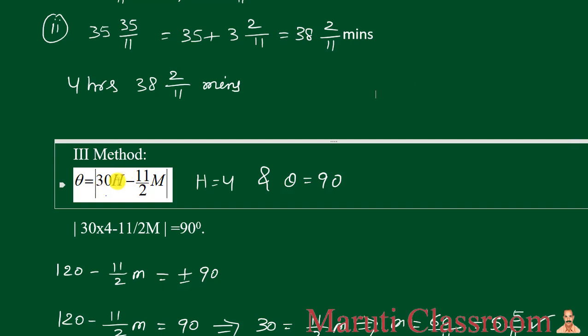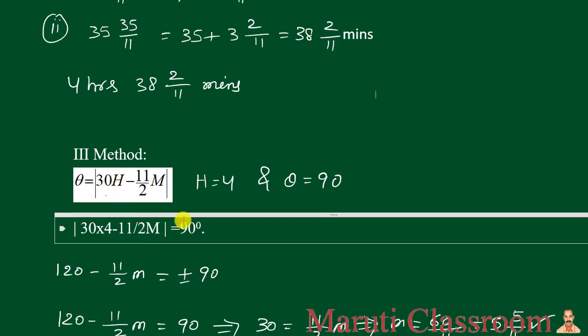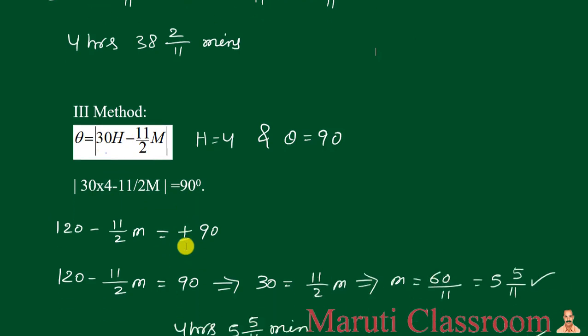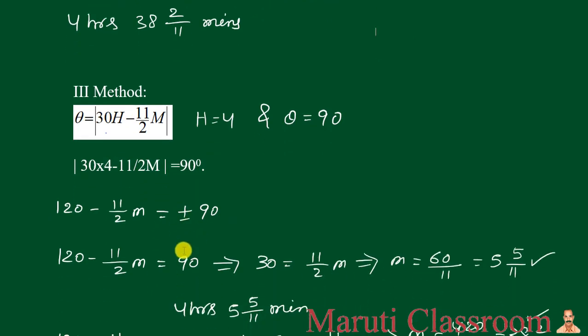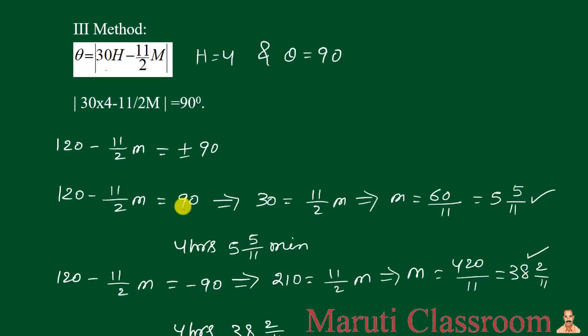Then 30 into 4, 120 minus 11 by 2 m equal to 90. Because mod is there, plus or minus 90 will come. So two cases will come. First case 90, second case minus 90. From the first case, 30 equal to 11 by 2 m, m equal to 60 by 11. So it becomes 5 5 by 11. So time is 4 hours 5 5 by 11 minutes.